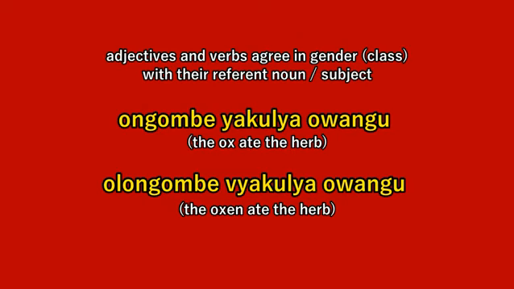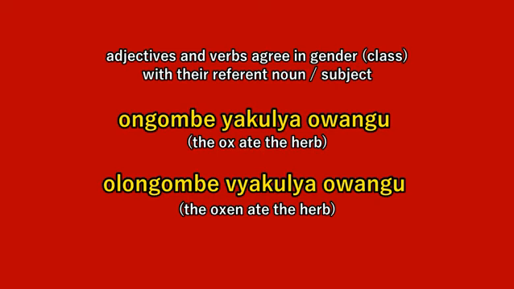So the ox ate the herb is Ongombe Yakulia Owangu. So we have Ongombe, which is a class 5 noun in the singular. Its agreement prefix for verbs is E. So Akulia, which is to eat, becomes Yakulia. It ate. And, well, Owangu doesn't agree with it because Angu is a herb, and it's the object of the verb, so nothing agrees with it. Owangu is an 8 class noun, so the verb is agreeing with the subject. You can even put the verbs in the plural, that doesn't matter.